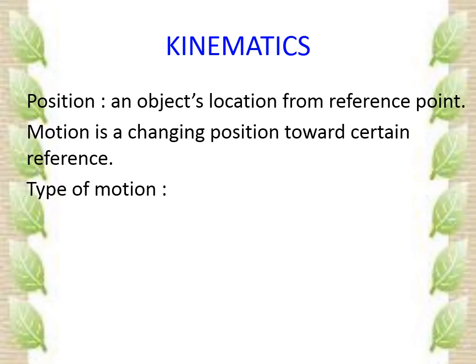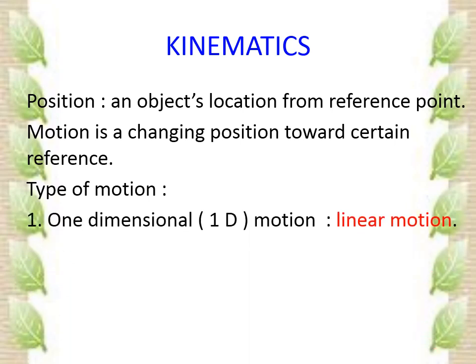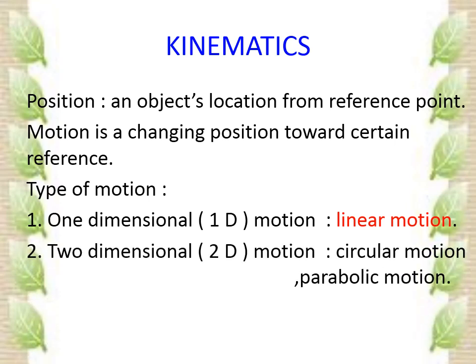After this, we will learn about the types of motion in kinematics. The first we call one-dimensional motion. This is what we call linear motion. And the second is two-dimensional motion. In this motion, there are two types of motion. The first we call circular motion, and the second is parabolic motion. The two-dimensional motion will be learned at senior high school.